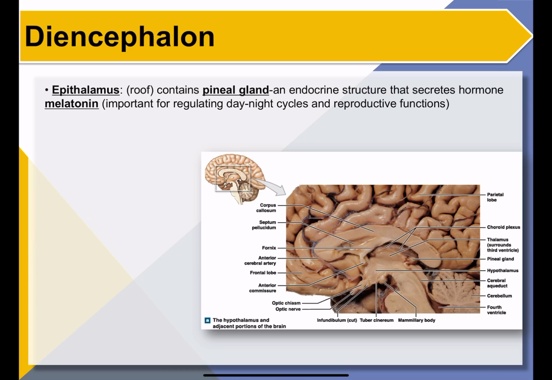And the diencephalon, of course, is sitting superior to our midbrain, and at the most superior portion of the diencephalon, it contains what's called the epithalamus, or the roof of the diencephalon, and it includes a structure called the pineal gland. So we follow this whole thing right here.